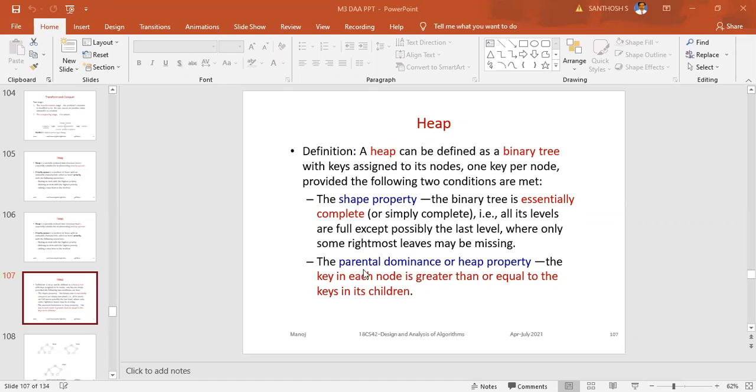So come to the next one, the parental dominance property. The parent is dominating, which means the parent should have a greater value than its children. So there are two properties for a heap. One is the shape property, the other is the parental dominance property. Shape means the binary tree is complete, except the last level where only some rightmost leaves will be missing. The second one is parental dominance, which means the parent has a value greater than its children.